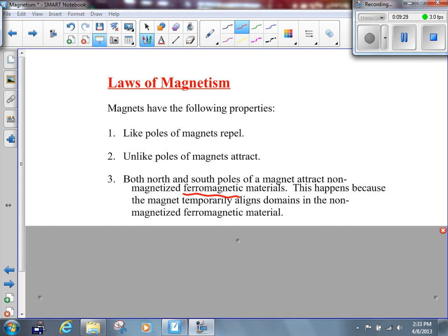It's kind of like charged objects attracting neutral objects. Why did that happen? Because of a temporary separation of charge. We caused induction to take place, right? We temporarily separated the charges. Here, we're not separating charges or separating poles, but we temporarily cause an alignment of domains. When I take the magnet away, the domains go back to where they were before, just like the electrons in the neutral object went back to where they were before.